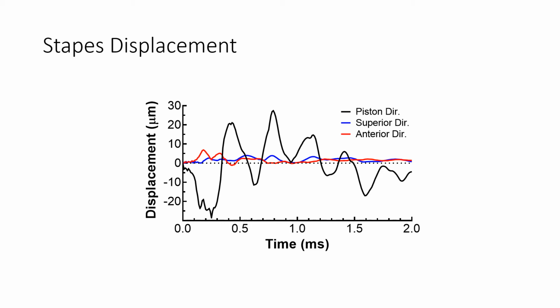The superior and anterior displacements indicate the rocking motion of the stapes. The piston displacement is much greater in magnitude than the other directions and is most responsible for cochlear pressure input. These results lined up very closely with the stapes movement reported in the straight cochlea model.